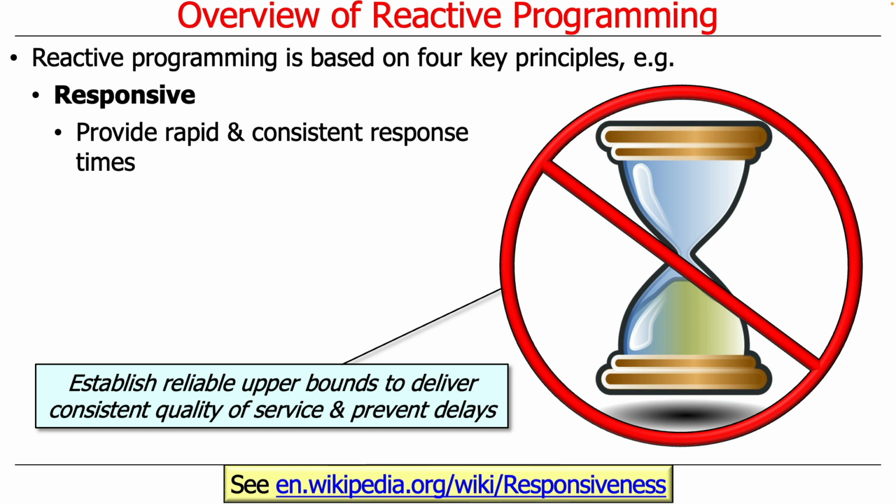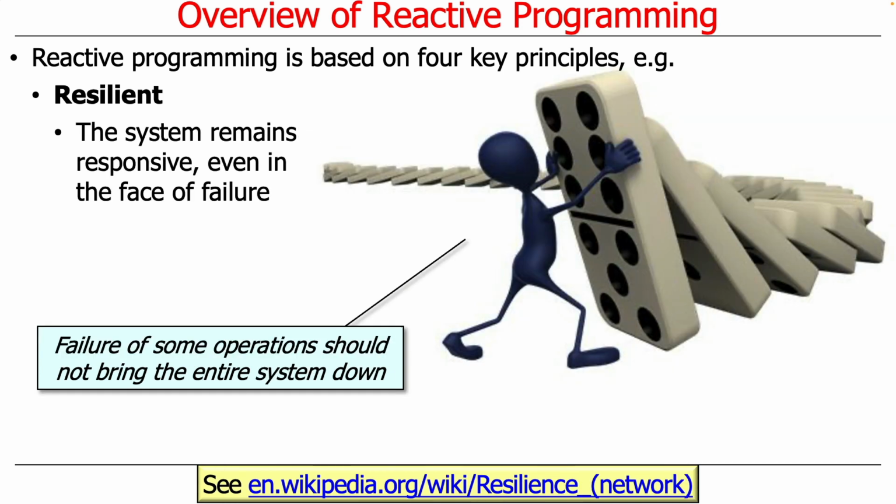The second principle is resilient. We want the system to remain responsive even if something goes wrong. So if something fails, we want that thing to fail. It's sometimes hard to prevent failure altogether, but the failure of one or more operations shouldn't cause the entire system to come crashing down. So we want things to be able to fail in a very localized and isolated way.